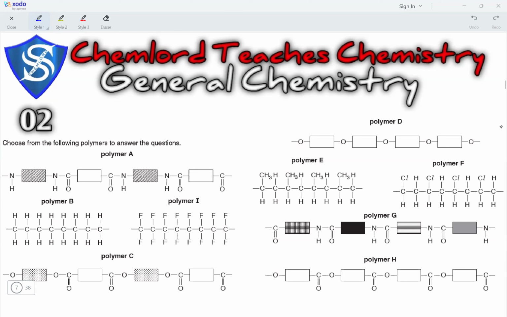So all of these contain the condensation polymer bonds, which are polyesters and polyamides. While B, E, F, and I are all addition polymers, as listed in the question asked before that of condensation polymers.